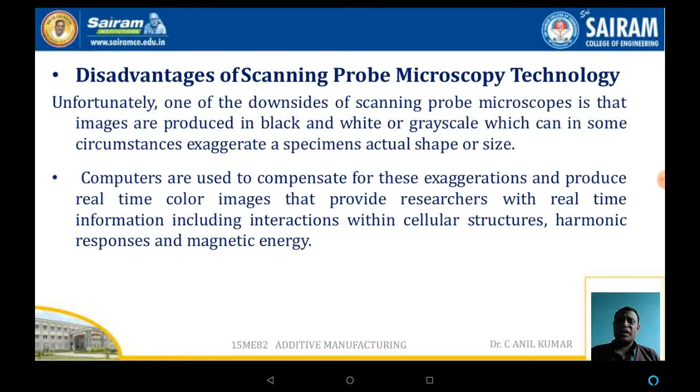The disadvantages of scanning probe microscopes. Unfortunately, one of the downsides of the scanning probe microscope is that the images produced are black and white or gray, which in some circumstances can exaggerate the specimen's actual shape or size. Computers are used to compensate for this type of exaggeration and to produce real-time color images that provide researchers with real-time information, including the interactions with the cellular structure and harmonic response.